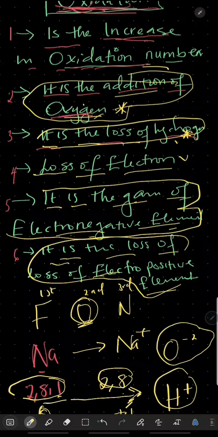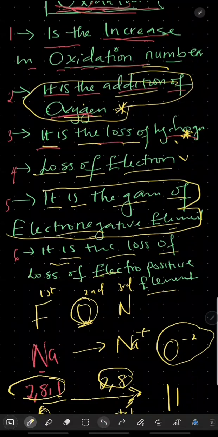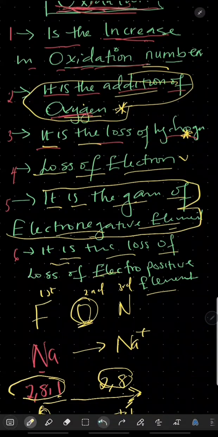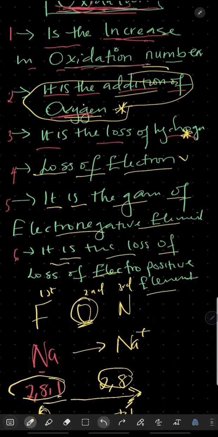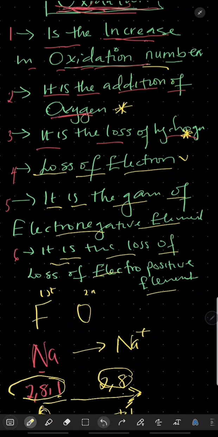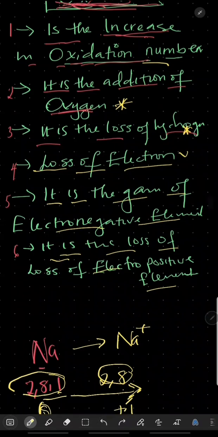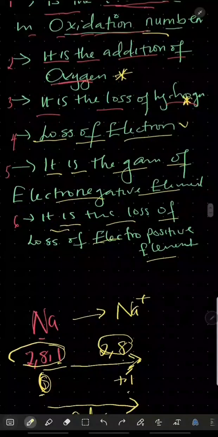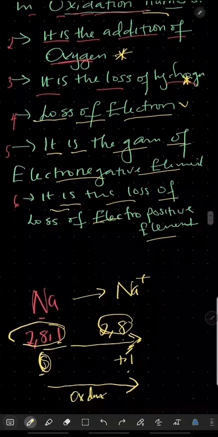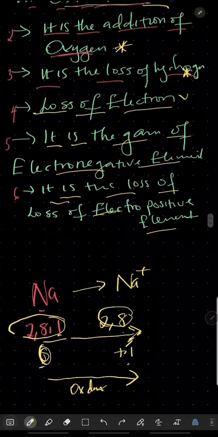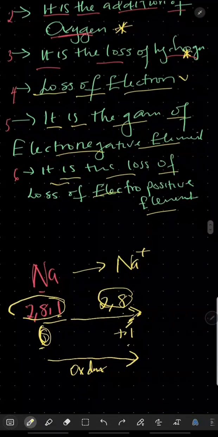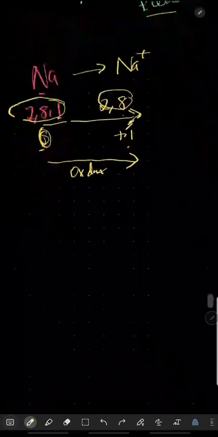So from here, we have seen the six ways by which we can explain oxidation. We have explained oxidation in terms of increase in oxidation number, in terms of oxygen, which is addition of oxygen, in terms of hydrogen, the loss of hydrogen, in terms of electron, the loss of electron, the gain of electronegative element, and the loss of electropositive element.